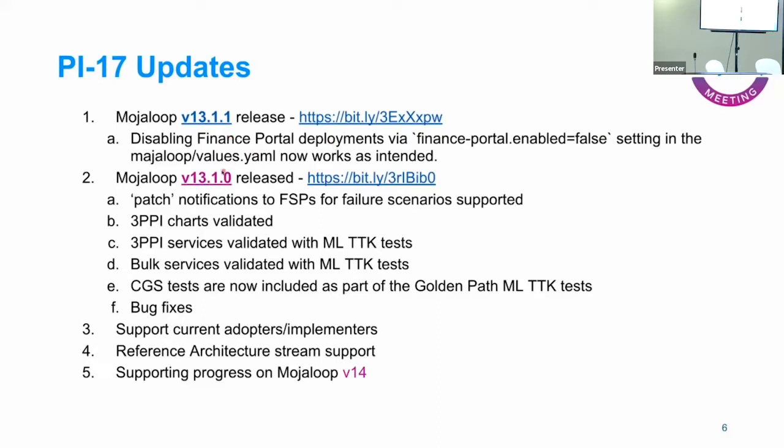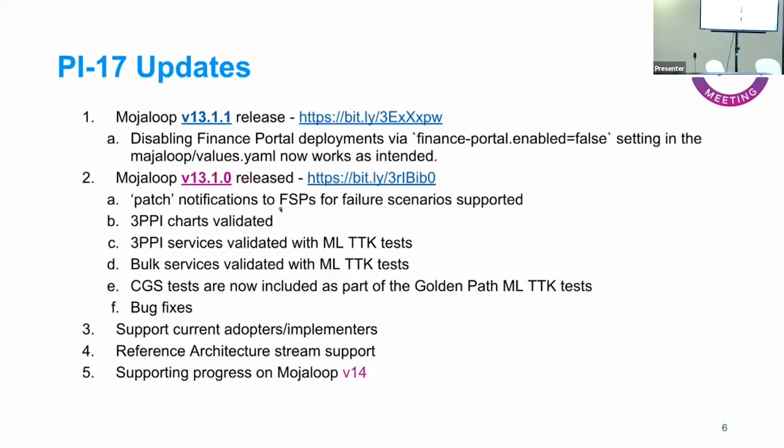The second is 13.1.0, and this is the main release for the PI. And here we have a couple of the main changes that were introduced with this release. The first being support for patch notification failure scenarios. As a result of this, payee DFSPs will now be notified of any process validations once the PUT transfer callback has been accepted by the switch, with an invalid fulfillment being such a use case as an example.